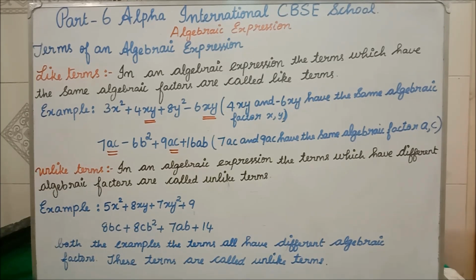xy square. Then both are what? Not same. Then in this one fully, we don't have any like terms. Clear? These all are what? Unlike terms. Clear all of you? 8bc plus 8cb square plus 7ab plus 14.